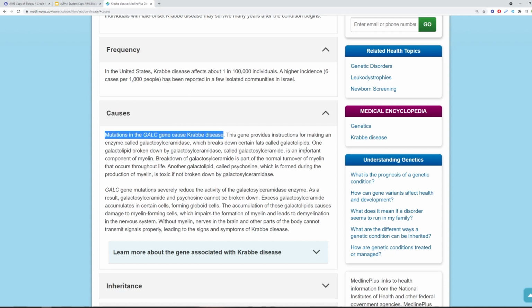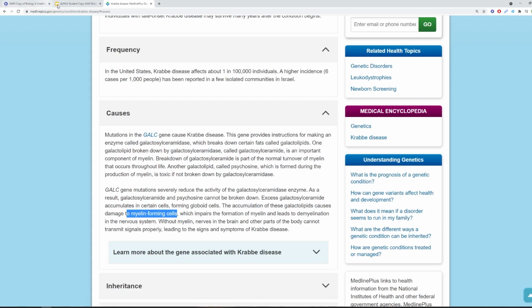All right, so what are these mutations? We're going to figure out, is it causing a protein to not function correctly? Or in this case, reduces the activity of a specific enzyme. So this enzyme is supposed to break down this and this. But because it's not functioning correctly, and that enzyme isn't breaking down these two types of molecules, it is causing damage to our myelin cells, our nerve cells.